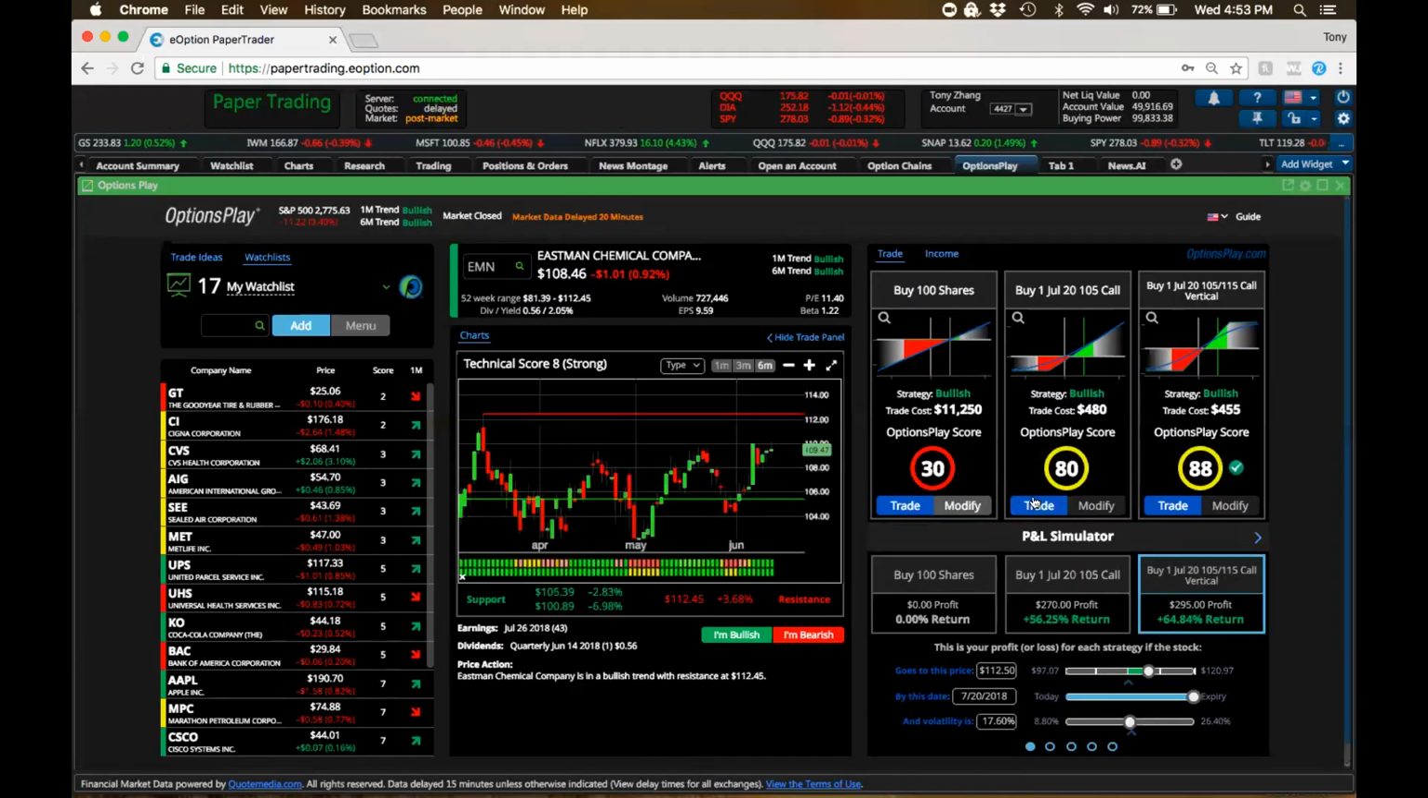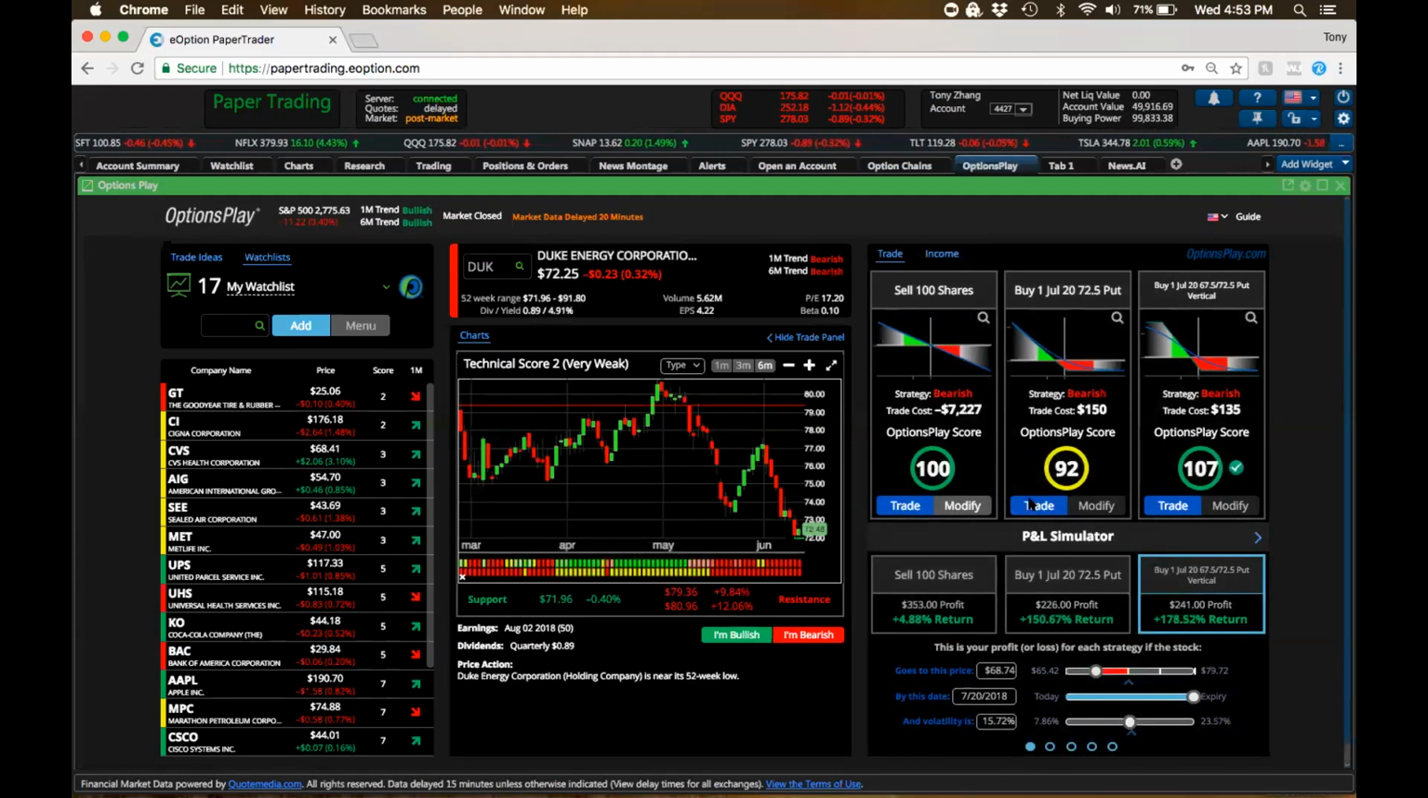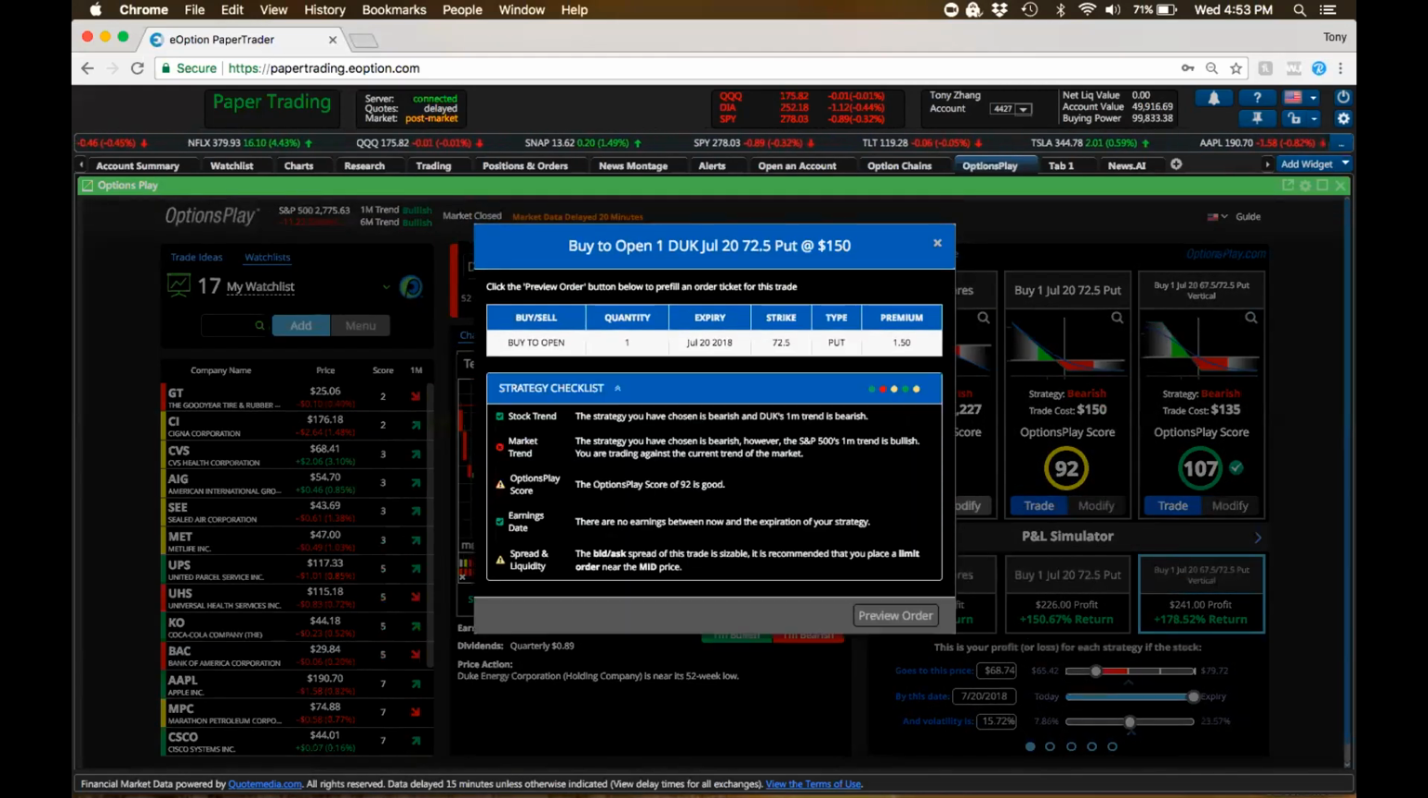I'll find another security here. But basically what this does is it actually pre-fills a ticket for you. Let's see if we did the other example here, if that works real quick. It was Duke Energy. Like I said, if you were ready to place that trade, you click on the trade button, check out the strategy checklist.